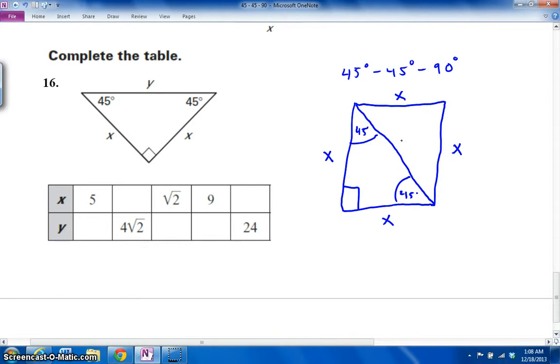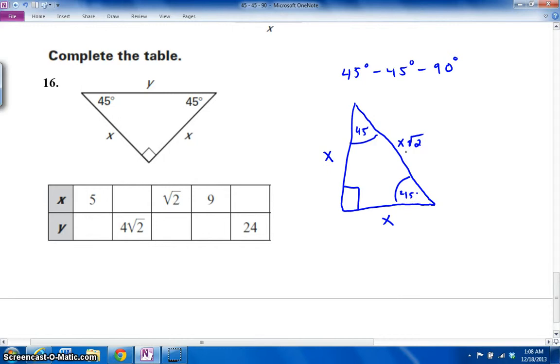This hypotenuse is x square root of 2 as far as its length. It's a little bit longer than the sides of the square. Now, removing the excess square, we have our special right triangle. So that's where it comes from.